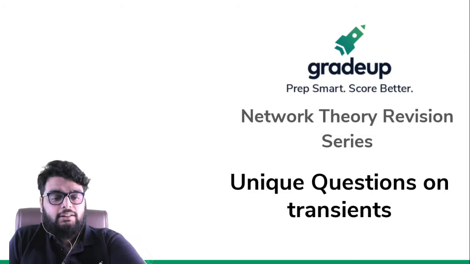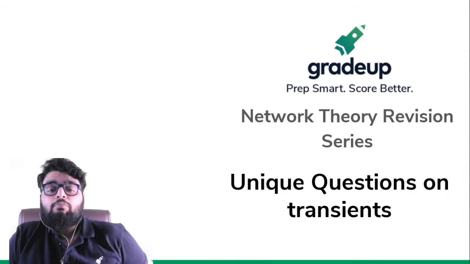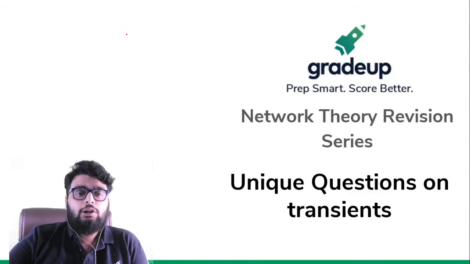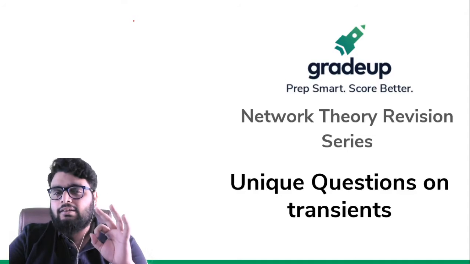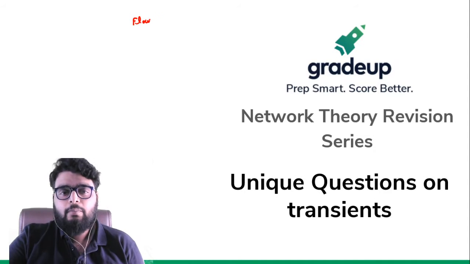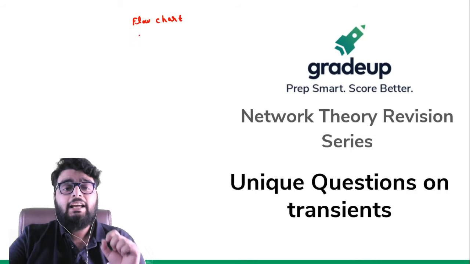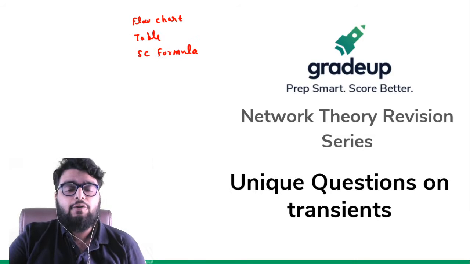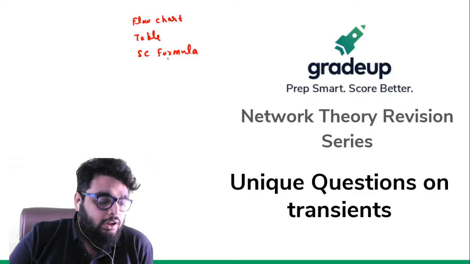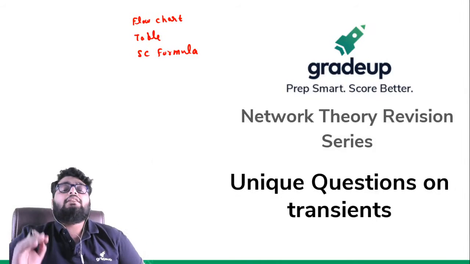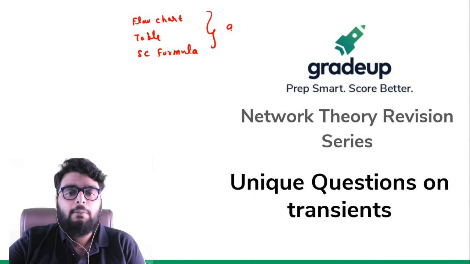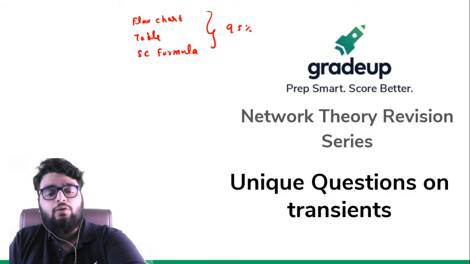What we are going to learn in this class I will tell you, but first I want to discuss what we learned in earlier classes. For the transient, I gave you just three things. I gave you the flow chart, the table, and the shortcut formula. I told you that you can solve the questions using these three things, and 95% of questions can be solved if you follow the procedure of transient in each and every question.